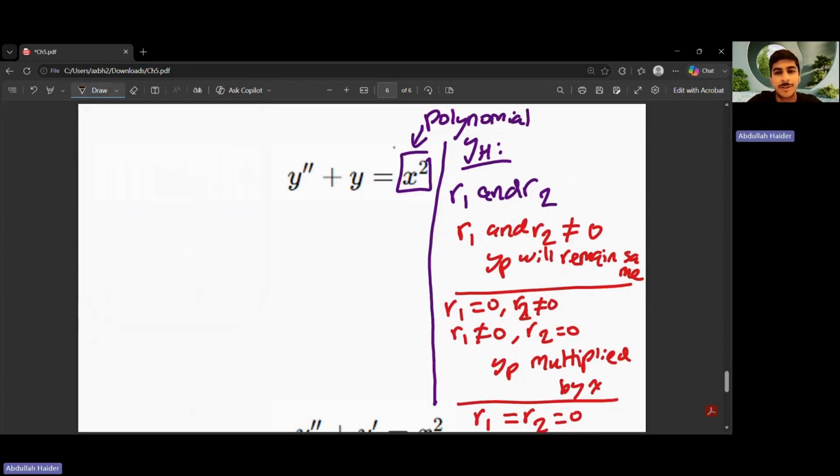This is a polynomial on the right side, so you will find y of x, which is yh plus yp.